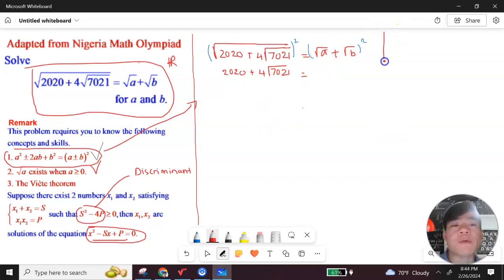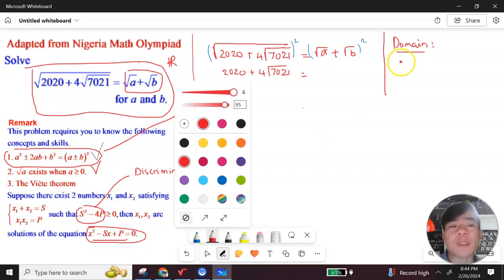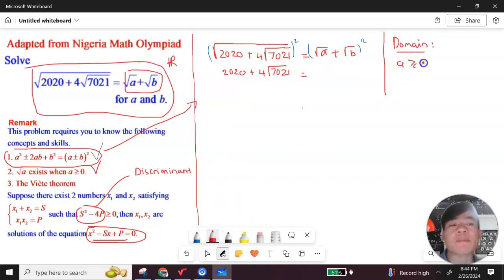Before we expand this one, I need to talk about the domain. Now you look at the problem right here. In order for root a and root b to be defined, a must be greater than 0 and b must be greater than 0, because the number under the radical sign must be a positive number. If it's not a positive number, it's going to be undefined. So I have the domain: a positive number, b positive number.